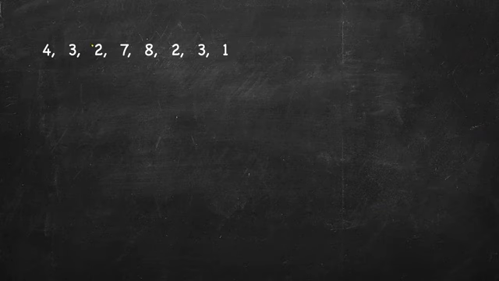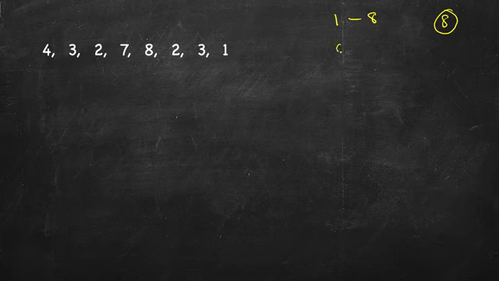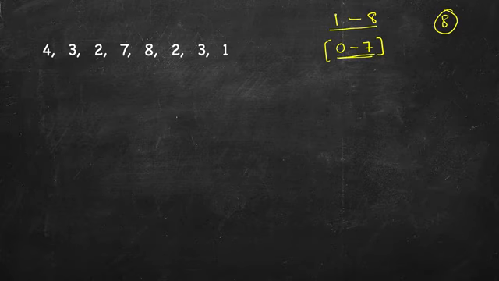So let's see. So clearly we have all the numbers from 1 to 8 and the size is 8. So the indices of this array will be from 0 to 7, n minus 1. So these are indices. Indices are from 0 to 7. Actual numbers are from 1 to 8. So if you subtract 1 from these actual numbers, then those will represent a valid index in this input array. Let's call it A.